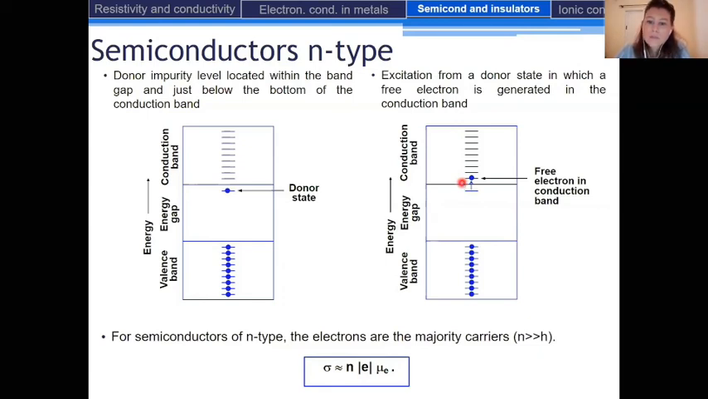And so in N-type semiconductors, the electrons are the majority carriers. That means that the electrical conduction is due to the displacement of electrons, to electron motion. And so the conductivity of N-type semiconductors can be written in the same way as we wrote it for metals. Since the number of electrons is much higher than the number of holes, we take into account the number of free electrons and the mobility of these electrons in the semiconductor.